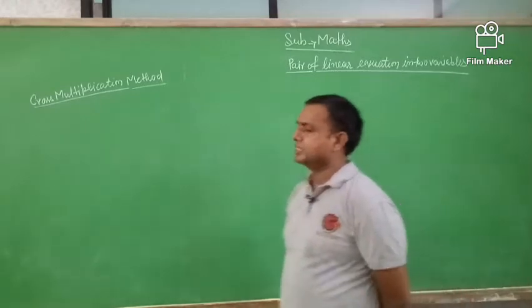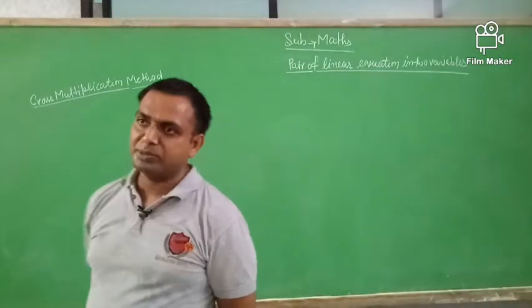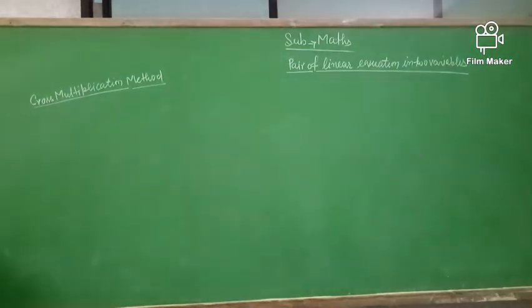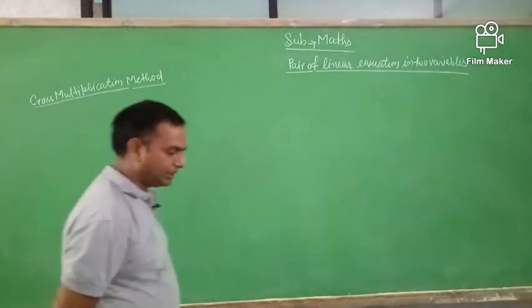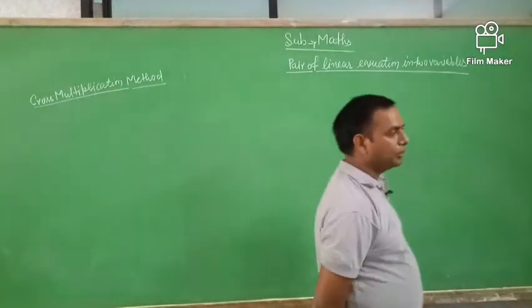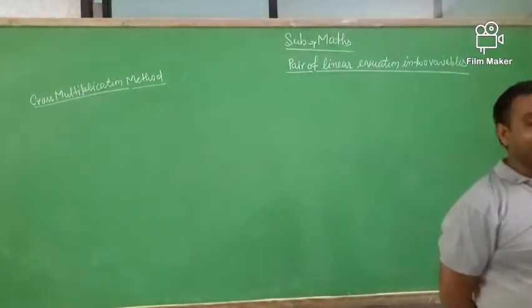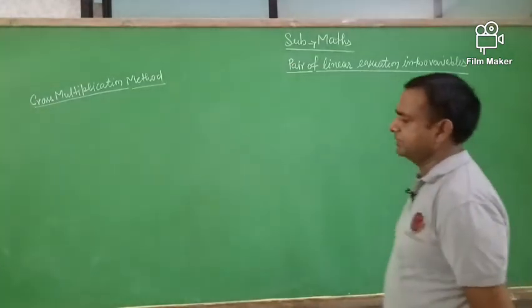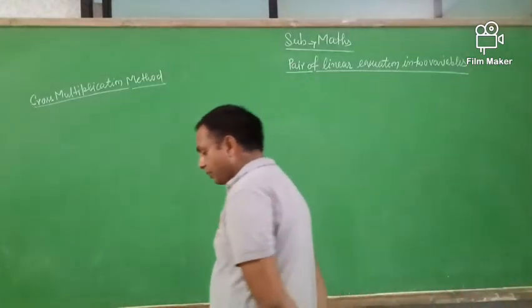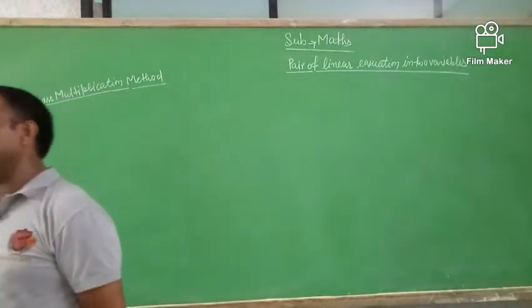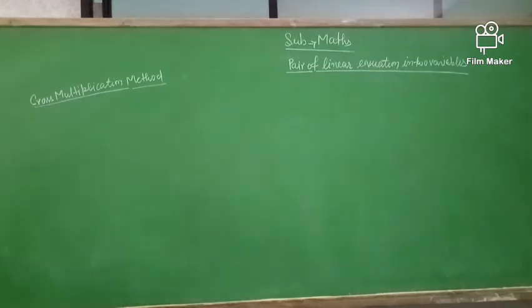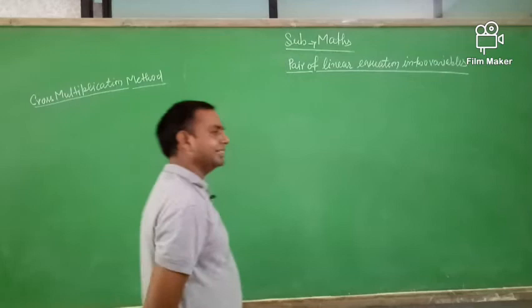In the previous lectures of the chapter Pair of Linear Equations in Two Variables, we are talking about the solutions. First we solved problems related to the graphical method. Second, we solved some problems related to the substitution method. After that we solved questions by the elimination method, and the last method is the cross multiplication method. So you have four methods by which you can solve linear equations in two variables. In previous lectures we solved problems related to the various methods.